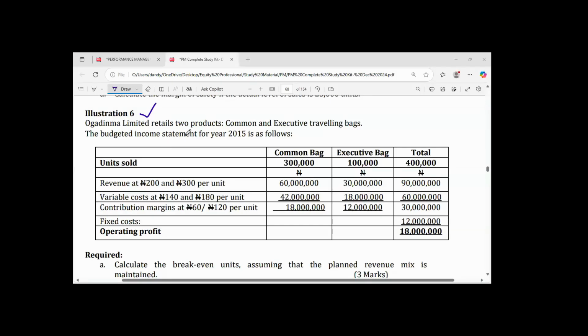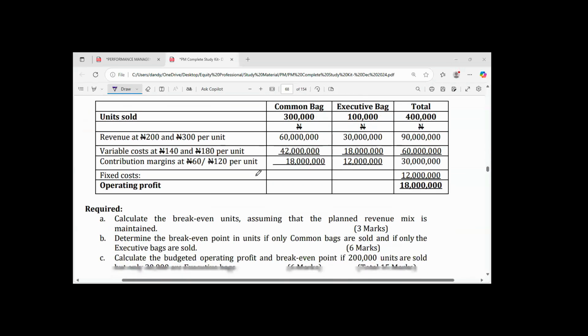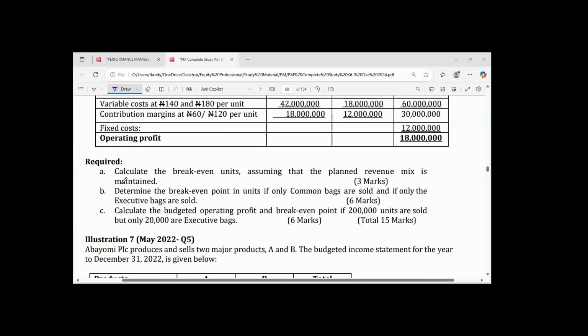Ogadima Limited retails two products, common and executive traveling bags. The budgeted income for the year 2015 is as follows. All information is considered to be accurate. Required: A, calculate the break-even point, the break-even units, assuming that the planned revenue mix is maintained.